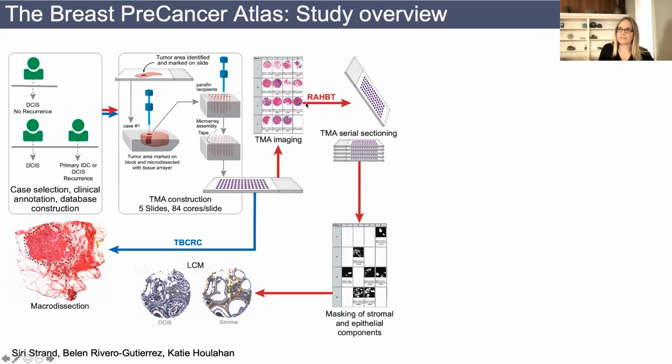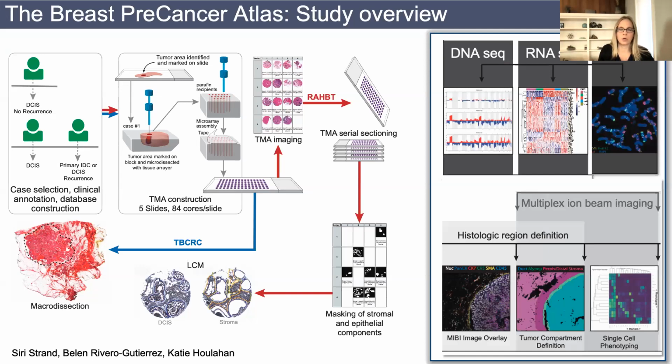And an important feature of the RAHBT cohort is that we perform laser capture microdissection to delineate separately tumor, so stromal regions, from DCIS. In contrast, for the TBCRC cohort, we perform macro dissection. And so these 2 cohorts have been subject to a whole array of different technologies. This includes low-pass whole genome sequencing, transcriptome sequencing, in the case of RAHBT, of both the stromal and tumor compartment, they've been profiled via FISH, as well as using multiplex ion beam imaging to peer inside the tissue in situ.